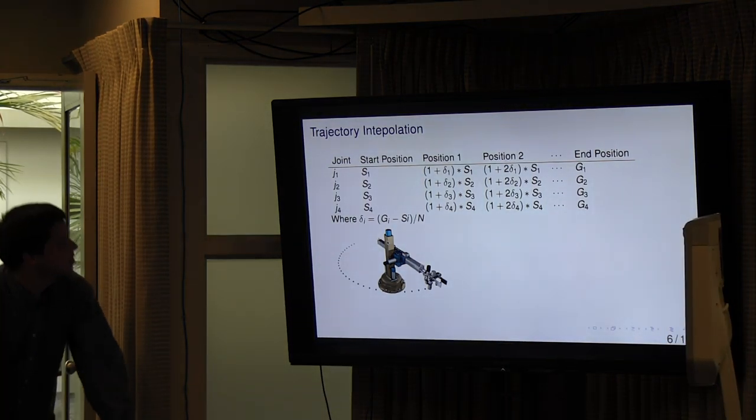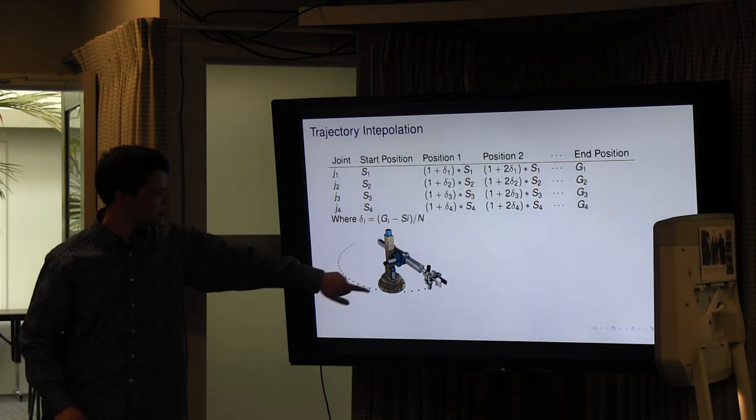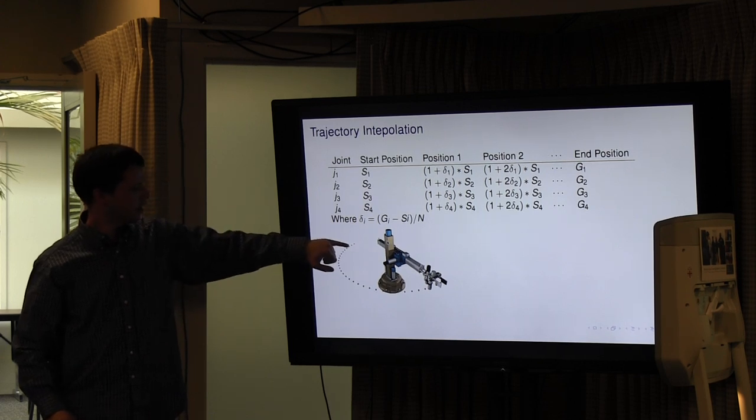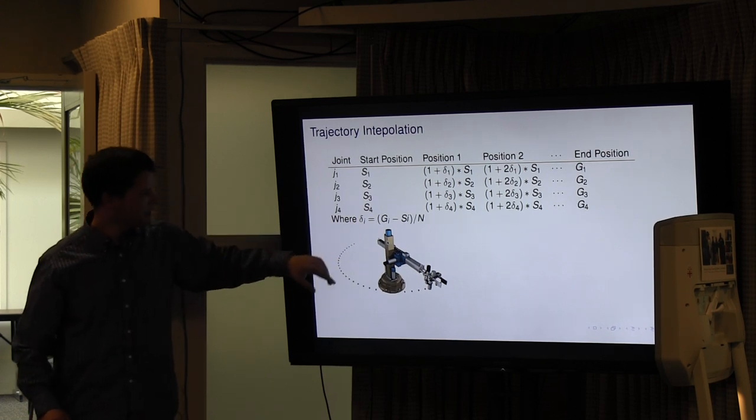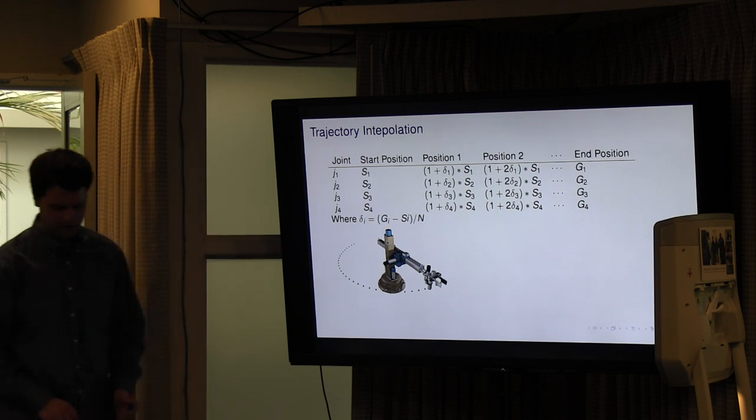Okay, so this was just an example of a robot moving through joint space. It's taking many different points because it's only rotating around one different axis.